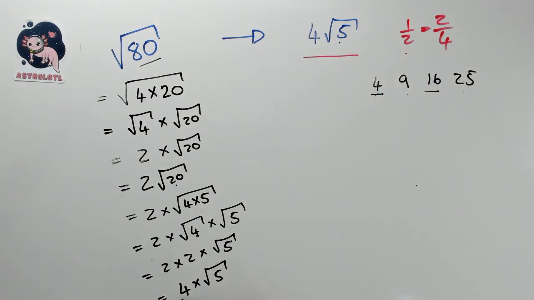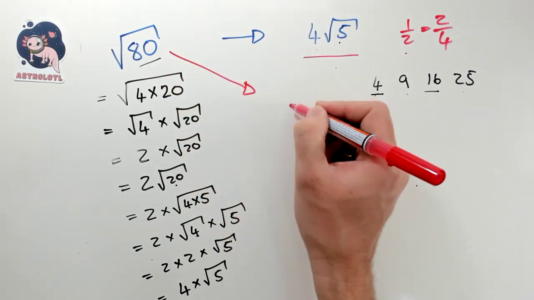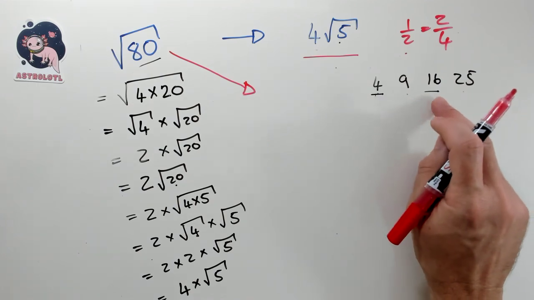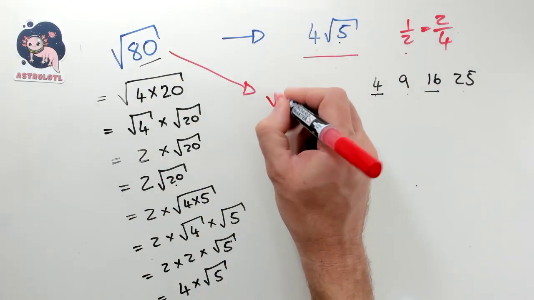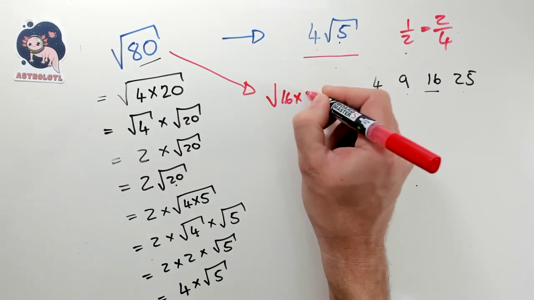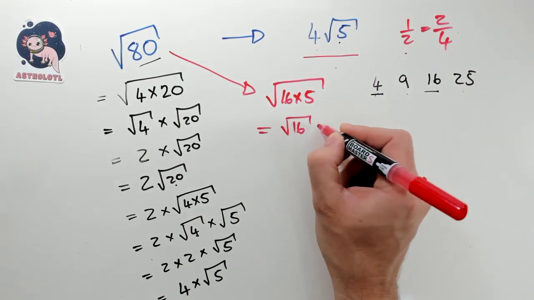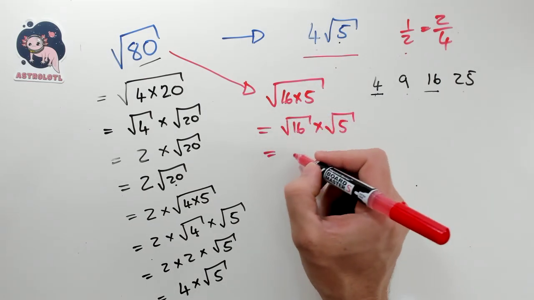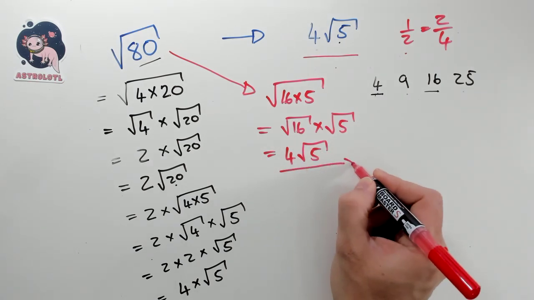If I knew that 16 was one from the start, I'd go this route, and this would be the best option for me: trying to find the biggest square number that's a factor of 80. I can write this as 16 times 5. And the square root of 16 is 4, times the square root of 5. So now this is simplified.